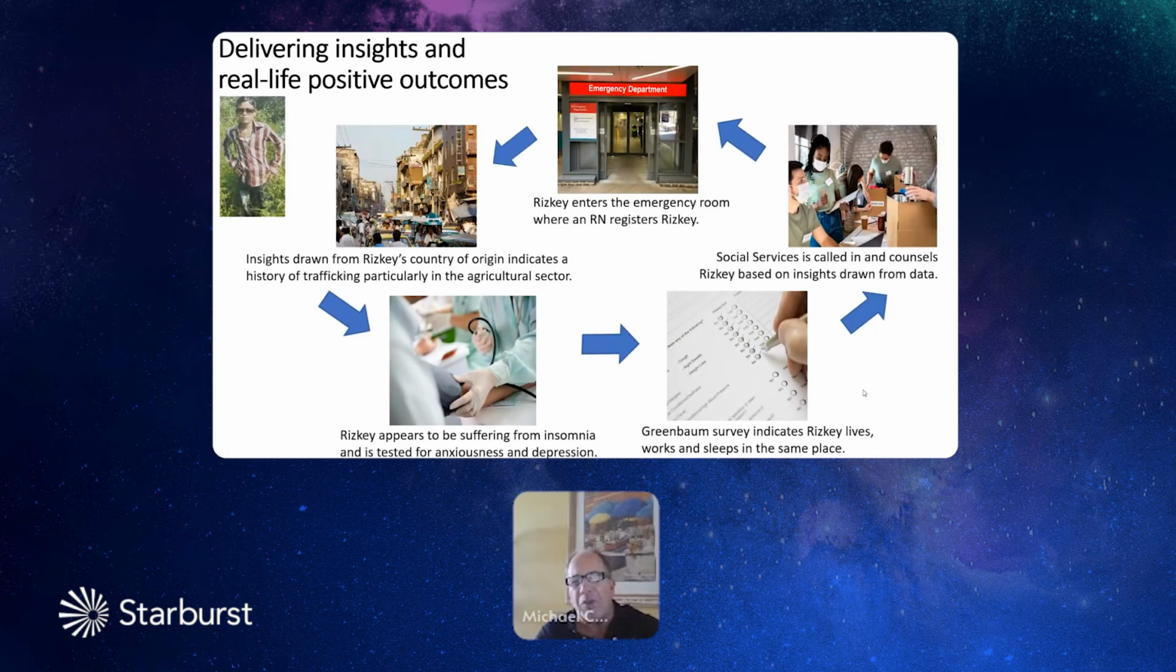Rizki appeared to be suffering from insomnia, henceforth was tested for some anxiousness and depression. During the green bomb survey, it indicated that Rizki lives, works, and sleeps in the same place. So now the picture is coming together. As a result of the disparate distributed data that was aggregated at each step along the way here in the storyline, social services is called and counsels Rizki based on the insights drawn from the data.